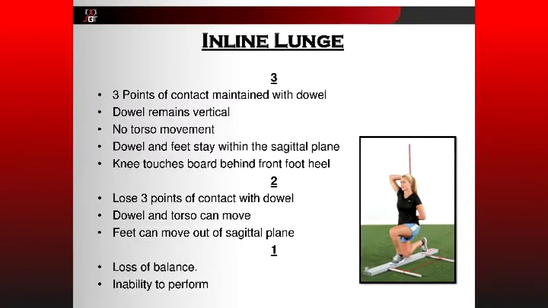Okay. Pair of 2s. So looking at our criteria, I'll do the same thing. I'll cover what a 3 is, what a 1 is, and there's some variance with what a 2 is going to be on this screen. So 3 points of contact would have to be maintained. He would have to maintain head, shoulder blades and butt basically staying in contact the entire time. The dowel remains vertical, so that means it doesn't pitch forward at all. We've got no torso movement, so that's going to be lateral sway or flexion extension. The dowel and the feet stay within the sagittal plane, so that's going to also be no sideways motion.